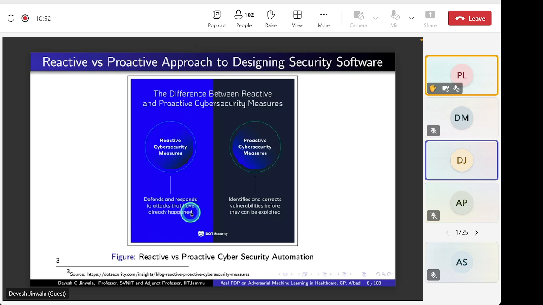Instead of a priori thinking about a particular attack and finding out the weaknesses that would lead to the attack, which happens in proactive cybersecurity measures, whatever security we use today is all based on a reactive approach. So react to a particular sort of attack which is happening.